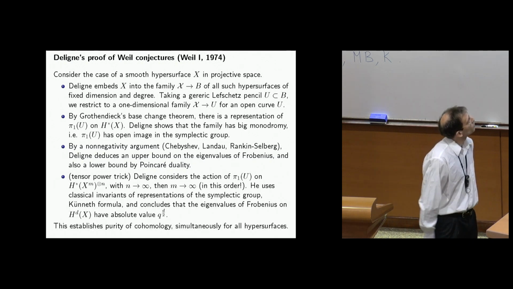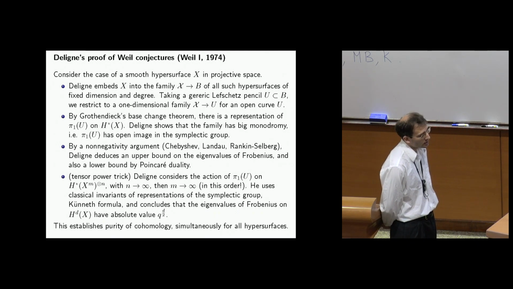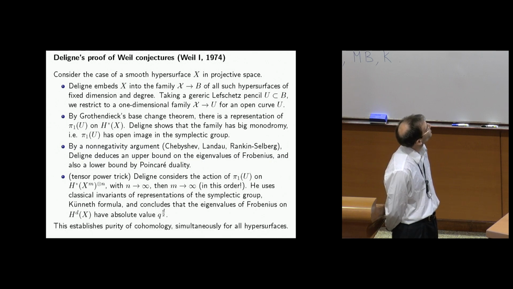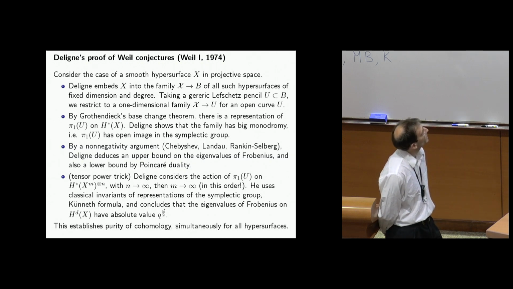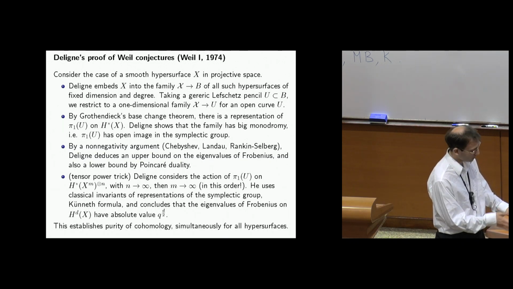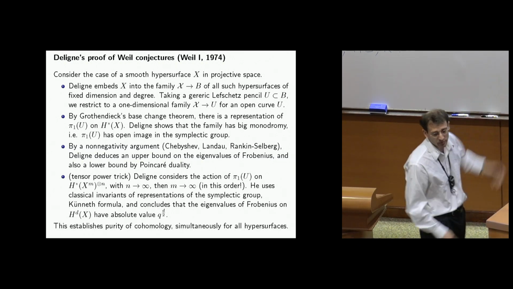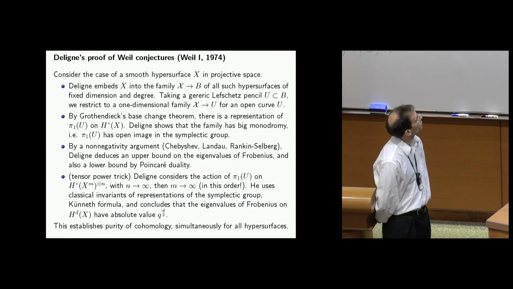And so Deligne proves that the monodromy is big. So in the symplectic group, its image has finite index. Open image. And then the next step is to use some non-negativity argument for L-functions, which goes back, in Deligne's paper, he was inspired by Rankin. But it also goes back, in fact, to Landau and also Chebyshev when he proved an approximation of the prime number theorem. That's his classical inequalities.